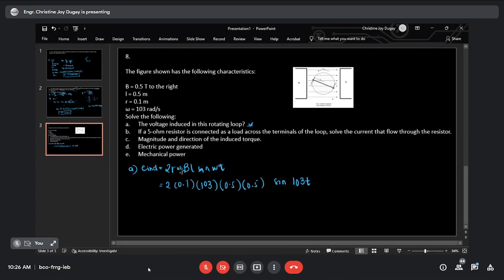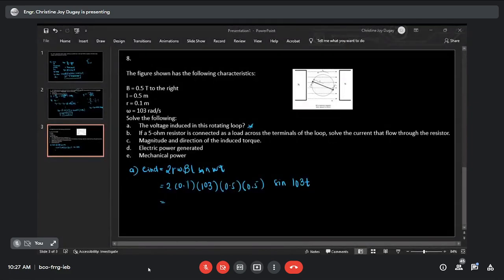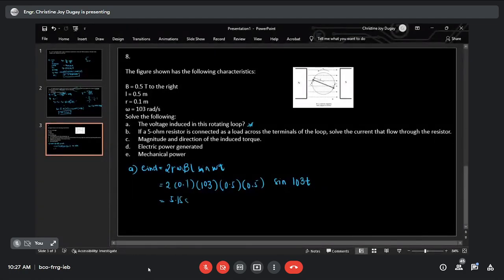10^3 t. So if you're going to get the product of this one, 2 times 0.1 times 10^3 times 0.5 times 0.5, what will be now the product? 5.15 sine 10^3 t volts. So that is 5.15 sine of 10^3 t volts, no? Ayan. That will be for letter A.